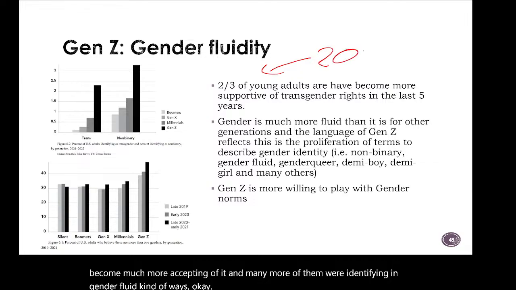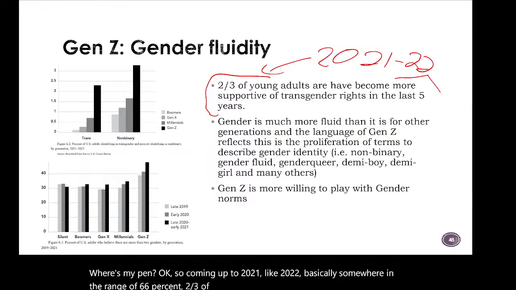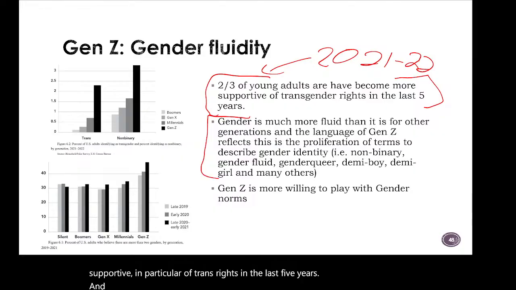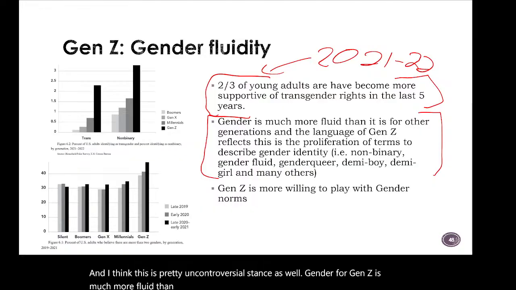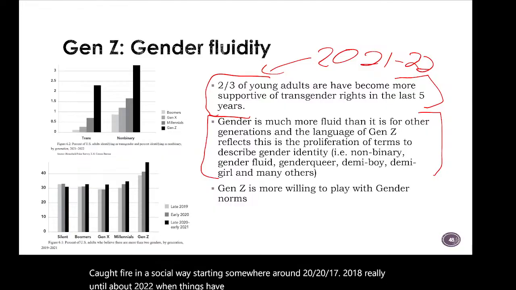Okay, so coming up to 2021, 2022, somewhere in the range of 66%, two thirds of young adults said they had become more supportive, in particular, of trans rights in the last 5 years. And I think this is a pretty uncontroversial stance as well. Gender for Gen Z is much more fluid than it was for other generations. And again, it really seems to have caught fire in a social way, starting somewhere around 2017, 2018, really until about 2022, when things have started to reverse now. We've seen the proliferation of language and terms to describe different gender identities.